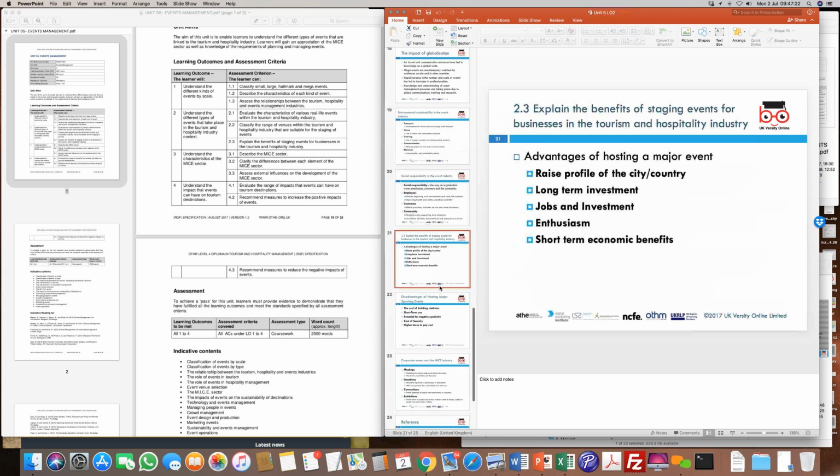Right. Last is the learning outcome 2.3, and that talks about explaining the benefits of staging events in the THM sector. Part of it is quite straightforward. It's very easy to understand. Why do you think events have come up as a separate vertical within the THM sector, the tourism and hospitality sector?